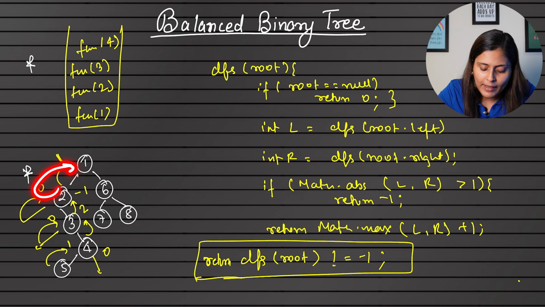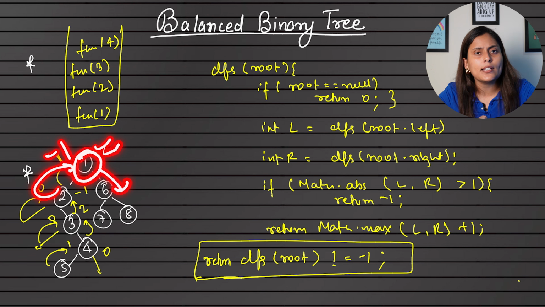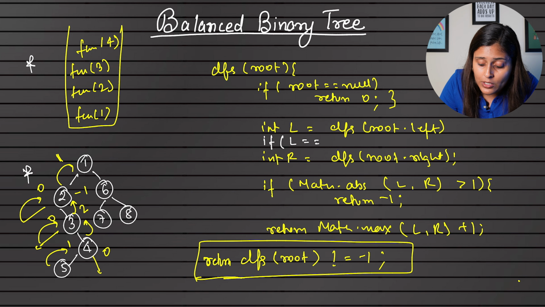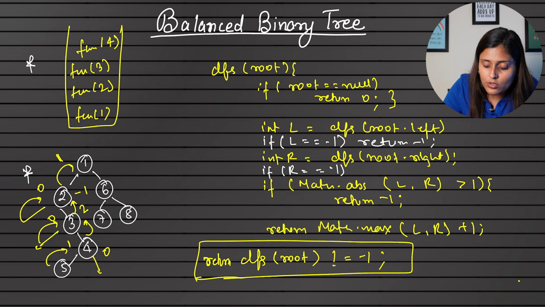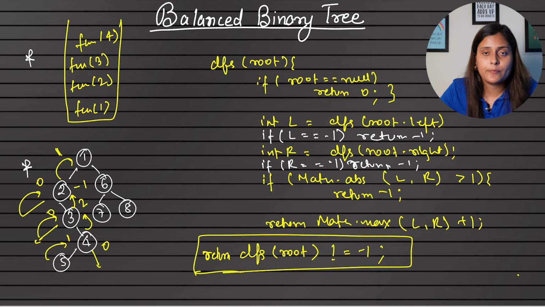So 2 will also return minus 1 to its parent, and as 1's left is minus 1, why are you going to check for right side? Return minus 1 then and there. It means when we have written this left, we have to check if left is equal to minus 1, return minus 1. Don't go for further checks. Similarly, if right is equal to minus 1, don't check for absolute. Return minus 1 then and there, and that's it.